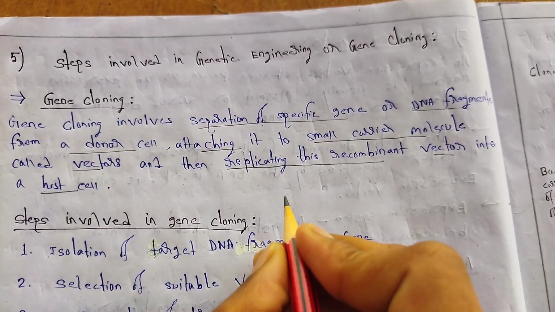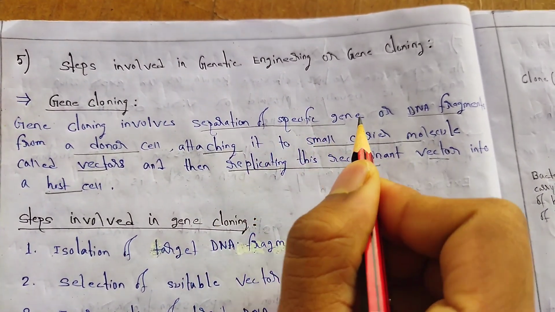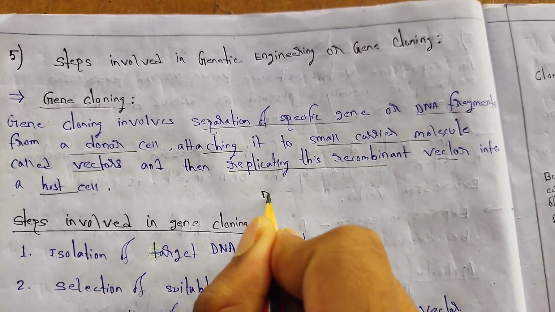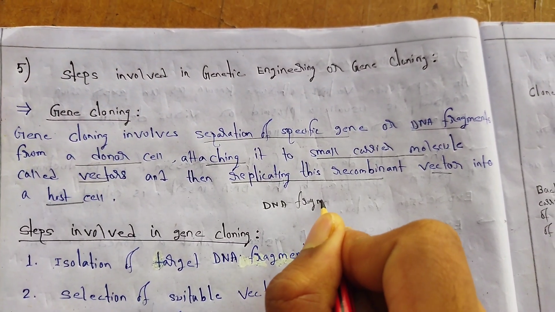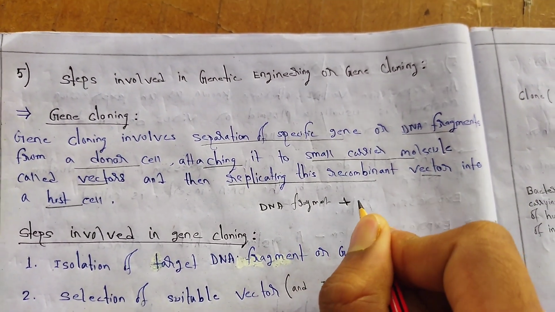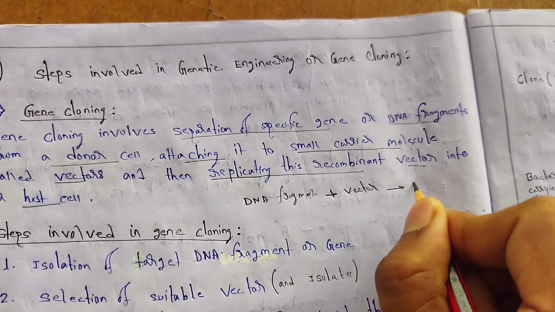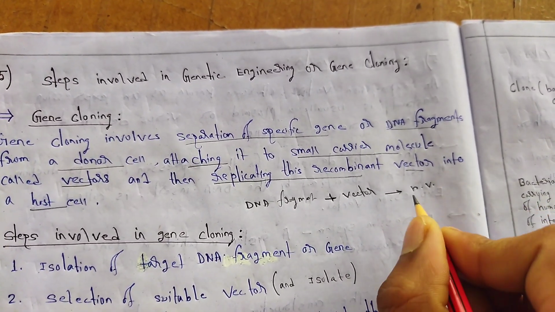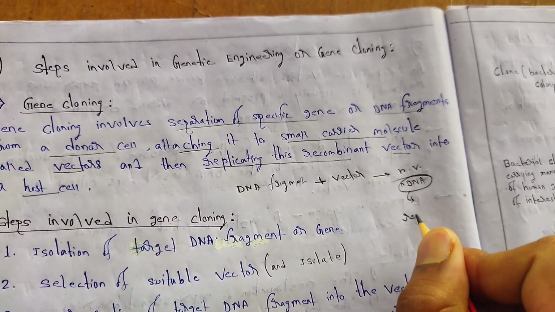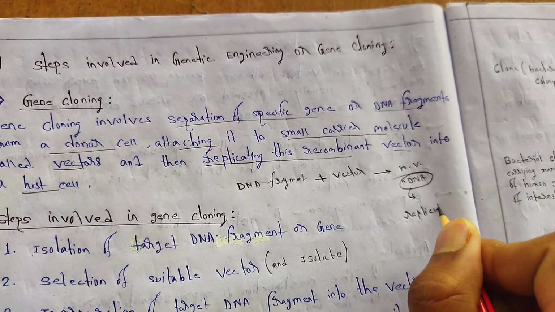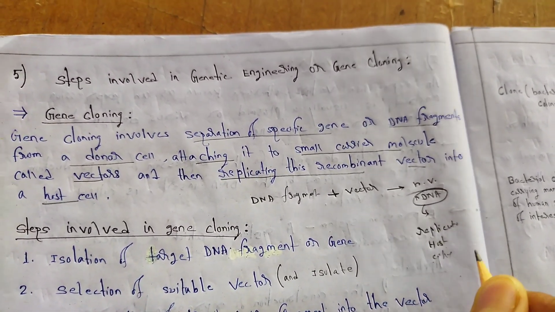Now let's discuss it. We have to take the specific gene or DNA fragment and attach it to the vector. Then we can form a recombinant vector or recombinant DNA. That's what we have to replicate in the host cell, which we will discuss.